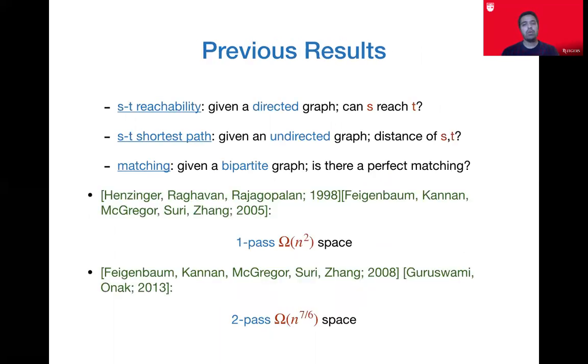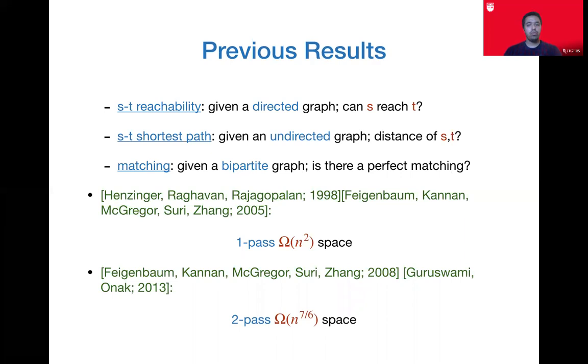For all these problems, we know for quite some time that in 1 pass, we need omega n squared space. But already from 2 passes, the lower bounds become much weaker, and they are just a bit more than linear: n to the 7/6 space. I should say that this second type of lower bound continues to go up to log n divided by log log n passes, and even there they are still super linear, although the trade-off changes from 7/6. Good.